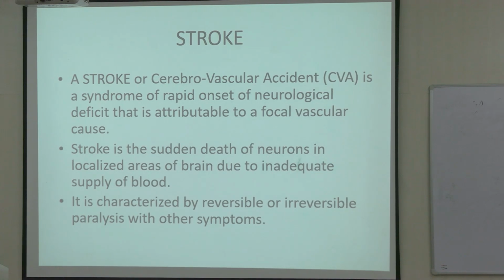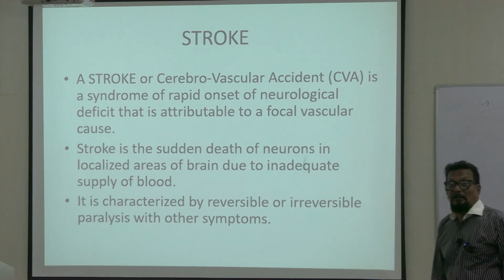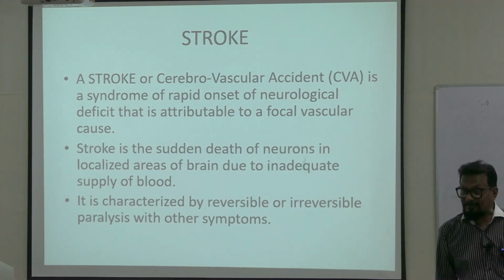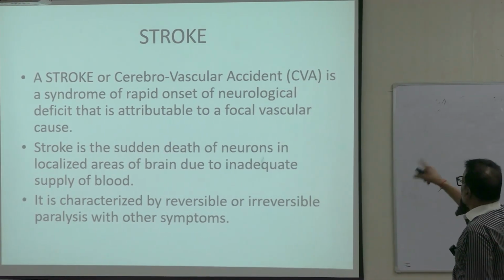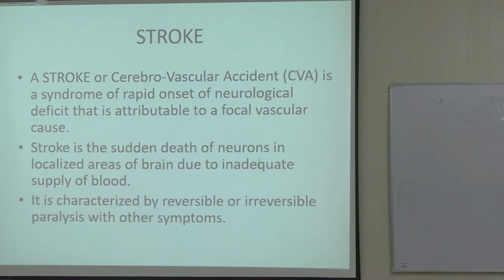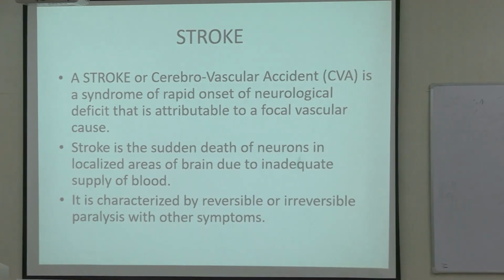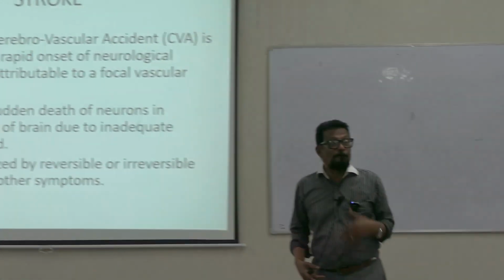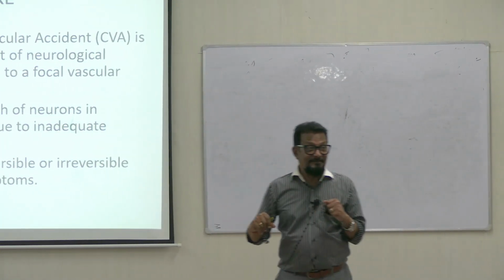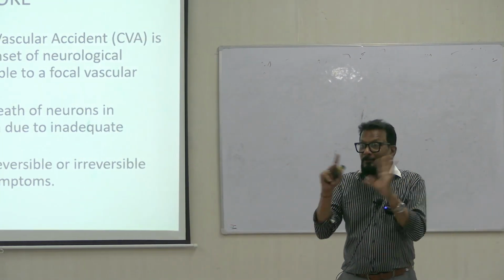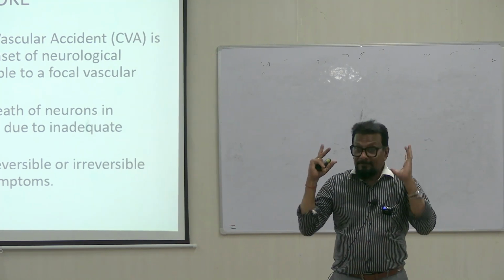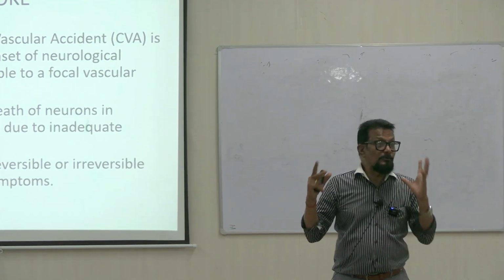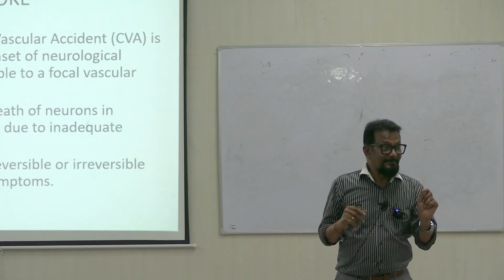Stroke. What is stroke? Go through it. Remember it, write it. Stroke, also called cerebrovascular accident, CVA in short. It is a syndrome, with multiple symptoms. Syndrome of rapid onset of neurological deficit, means there will be loss of neurological function suddenly.